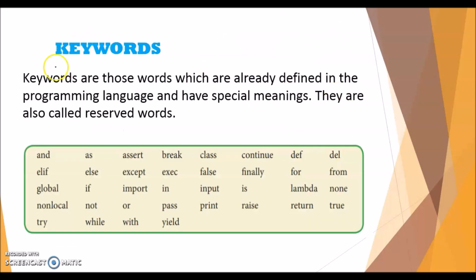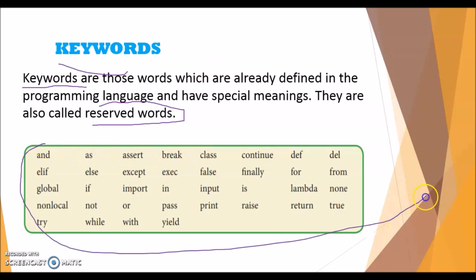Next is the keywords. So what are keywords? We can say that keywords are reserved words. Reserved words are those words which are already predefined, or we can say they already have a predefined meaning, and their meaning can't be changed. For example, as we see here, there are a lot of keywords.